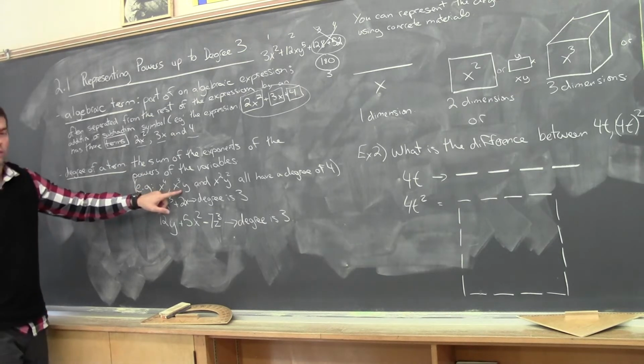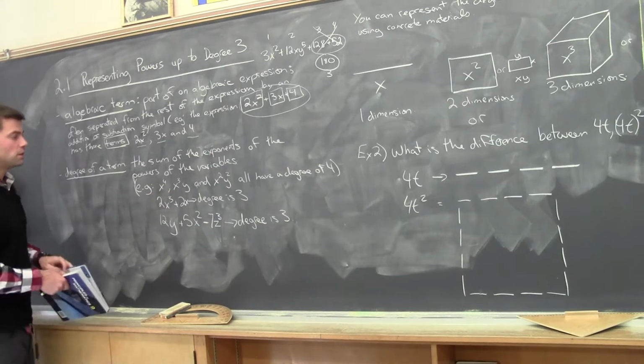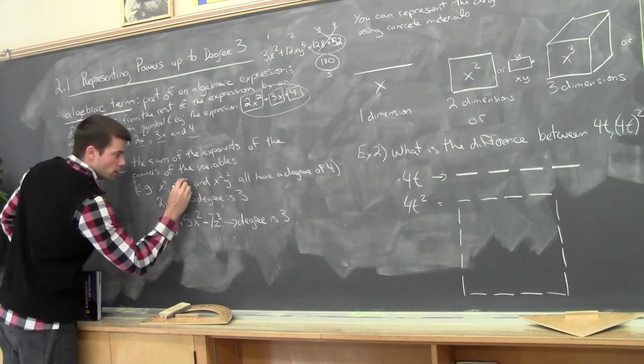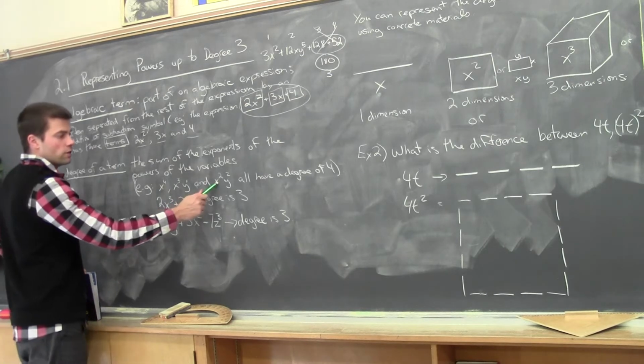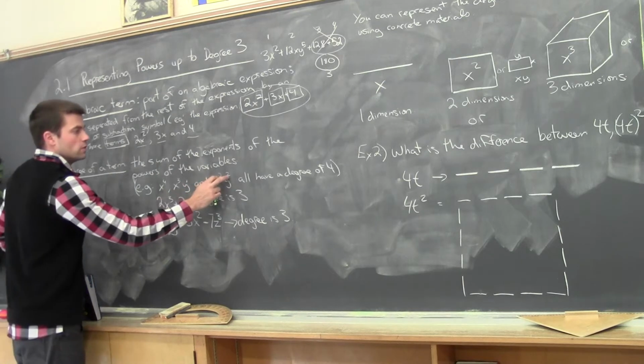Alright, so if we look at an expression like this, the degree of this term? 4. The degree of this term? 3. No, it's going to be 4. And that's because it's the sum of the exponents. So you have to add 3 plus, remember there's an invisible 1 there. And finally, the degree of this term would be? 4. So it's the sum of the exponents.